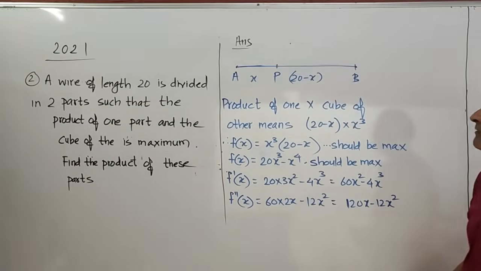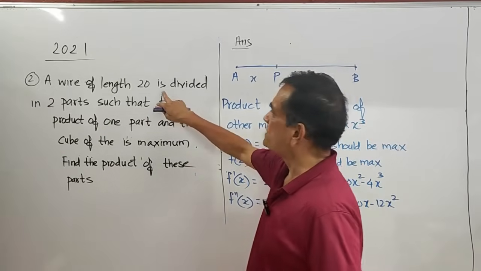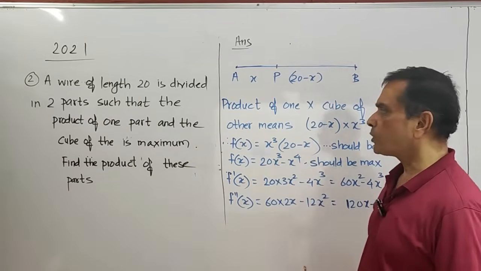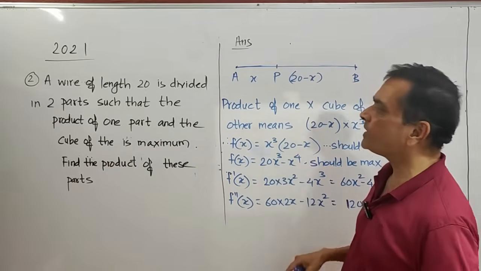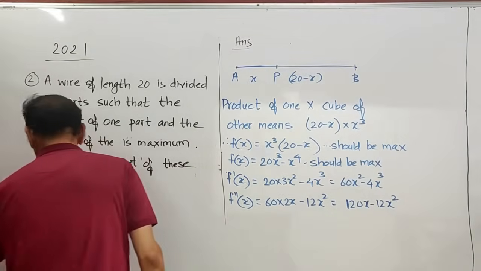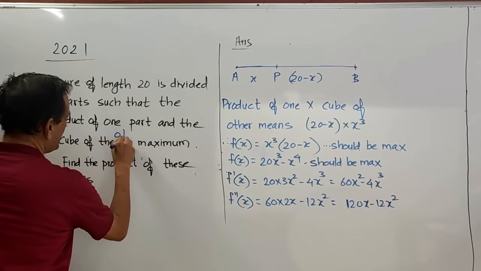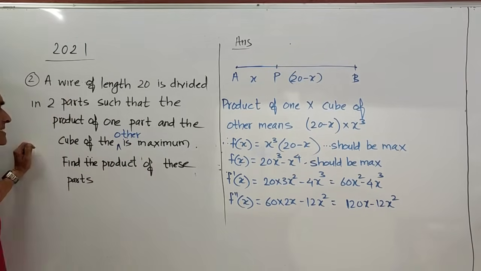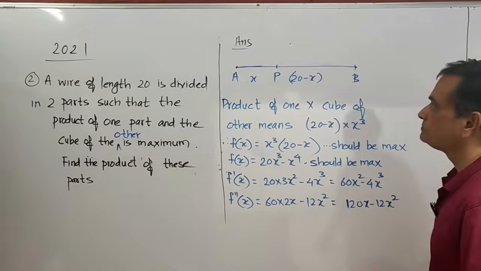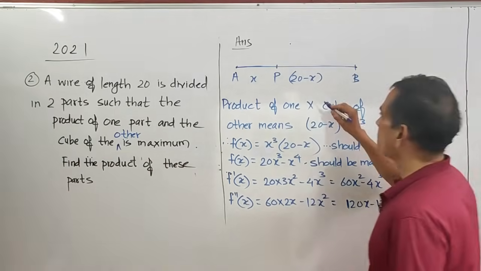A wire of length 20, take it as 20 meters, 20 centimeters, whatever, is divided into two parts such that the product of one part and the cube of the other is maximum. Find the product of these parts. Now see, suppose AB represents the wire of length 20.